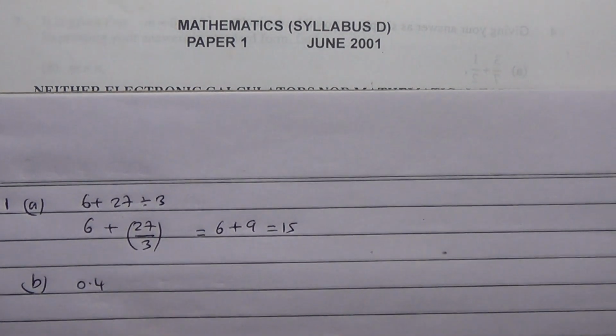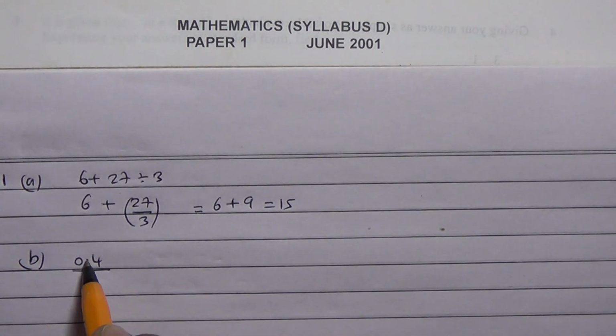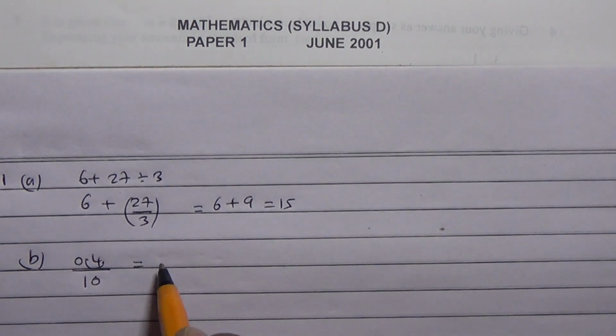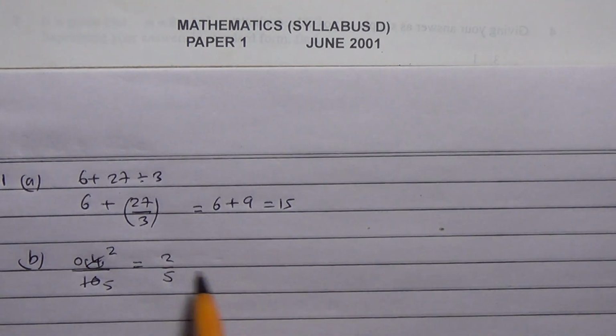0.4 in its simplest form as a fraction: divide by 1, you move the decimal in the front, you put a 0 here, and you cross out by 2, that's going to become 2 over 5.